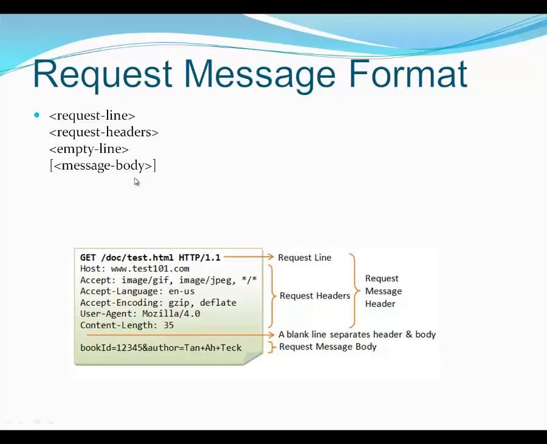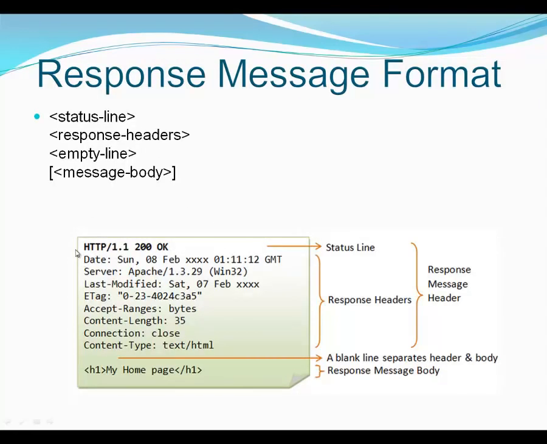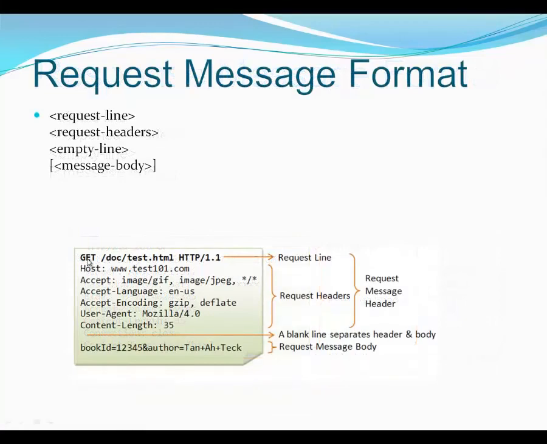Now let's see how it looks. We have the request line. First, the first word says GET. That is the HTTP method. So it says get this particular object or resource, /doc/test.html. Then HTTP 1.1. This is the version of HTTP being used. When the server receives this, it knows what version is supported by the client.